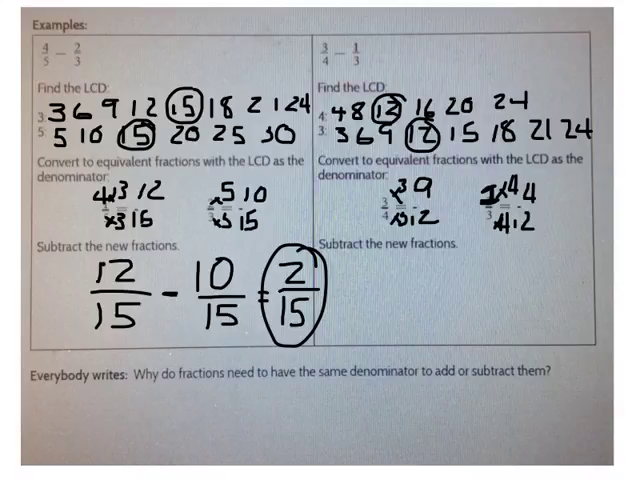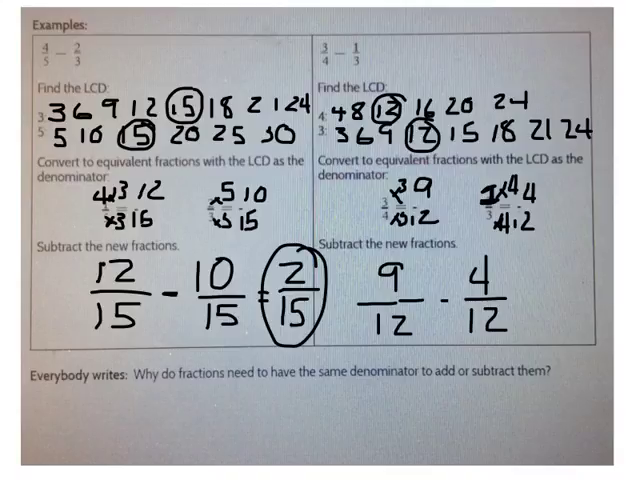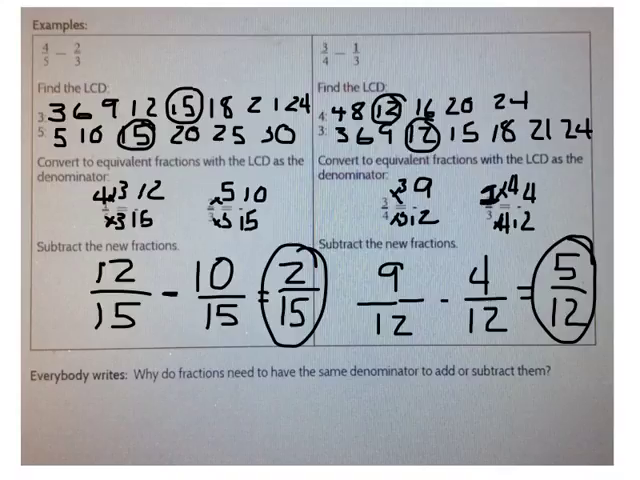Now I can subtract my new fractions. 9 over 12 minus 4 over 12. What's 9 over 12 minus 4 over 12? It's 5/12. So 3/4 minus 1/3 is 5/12.